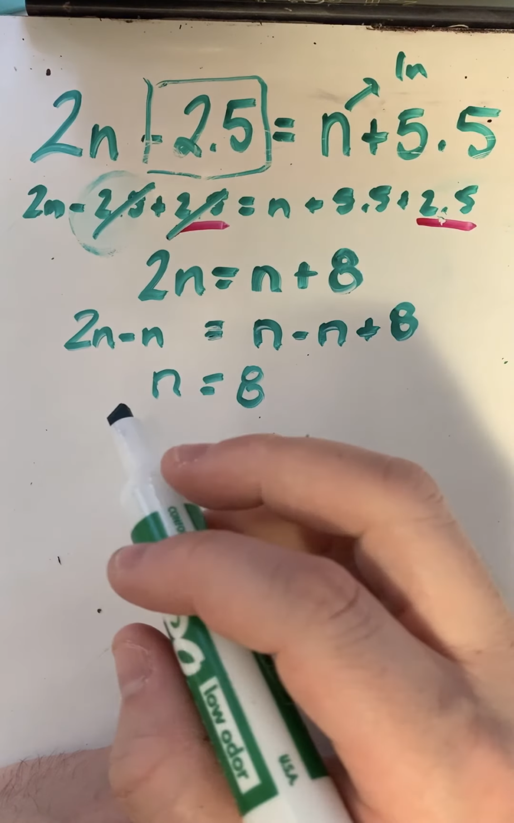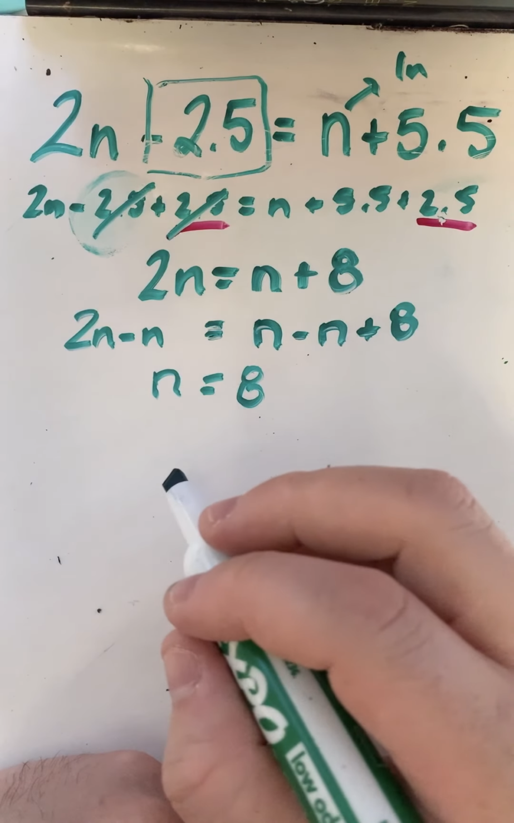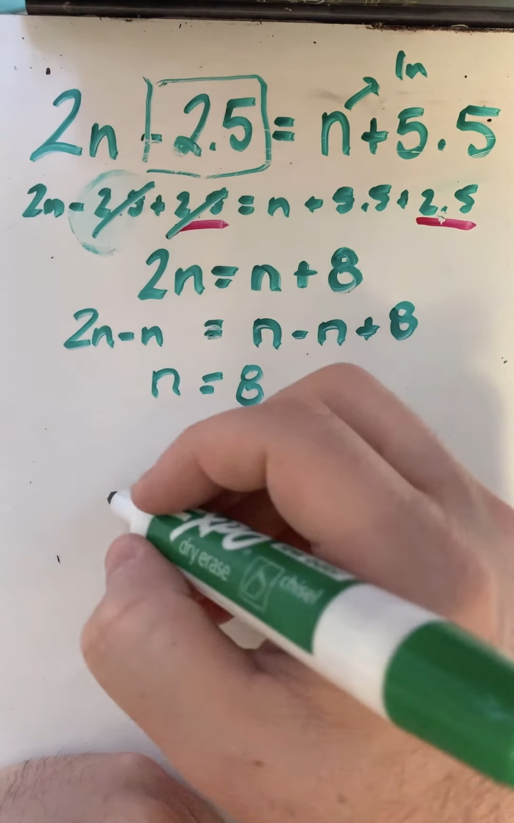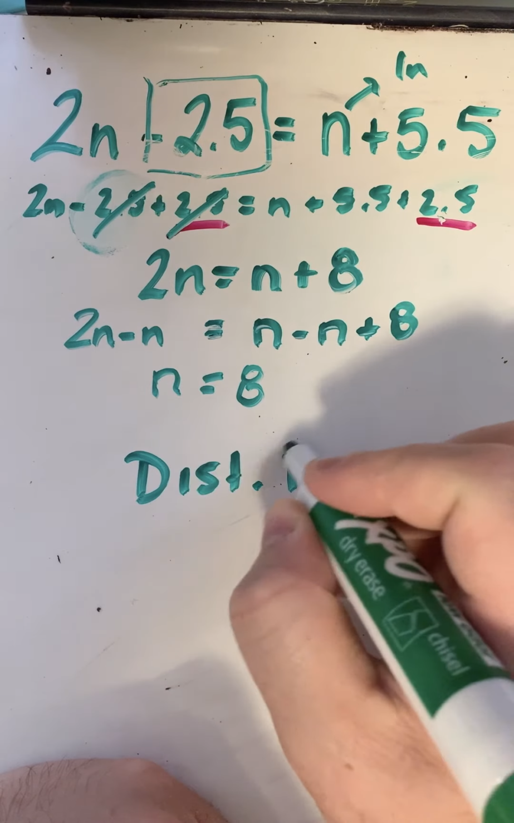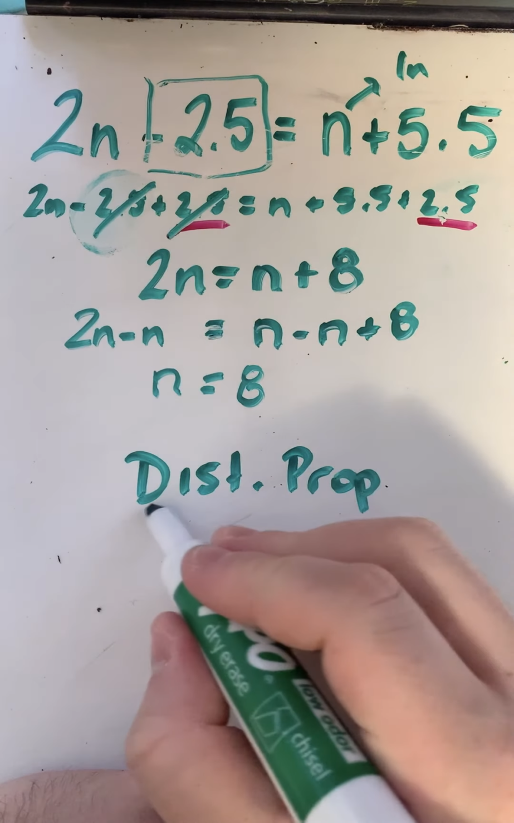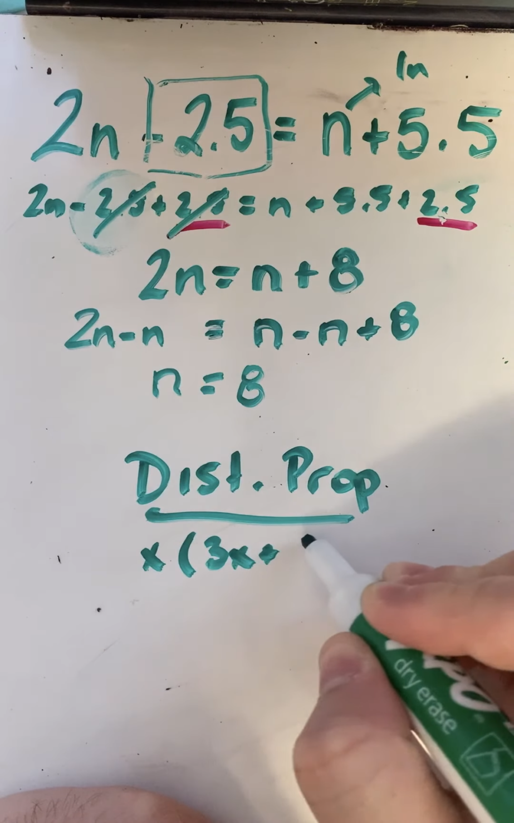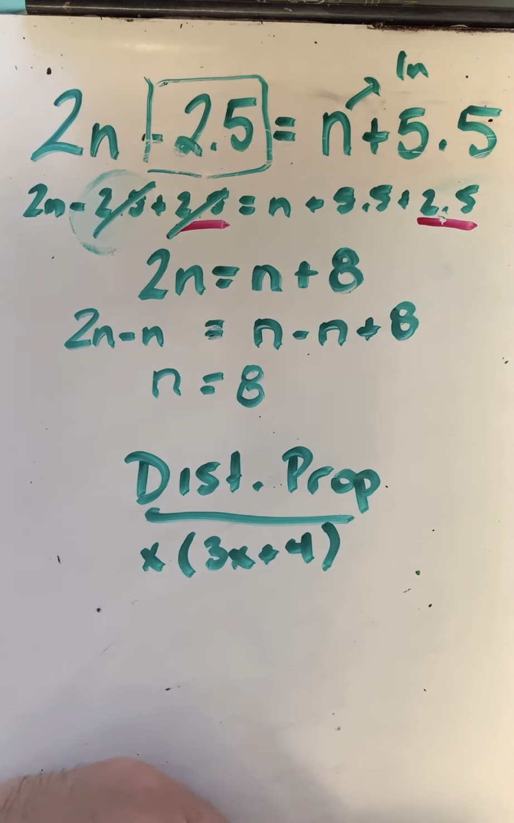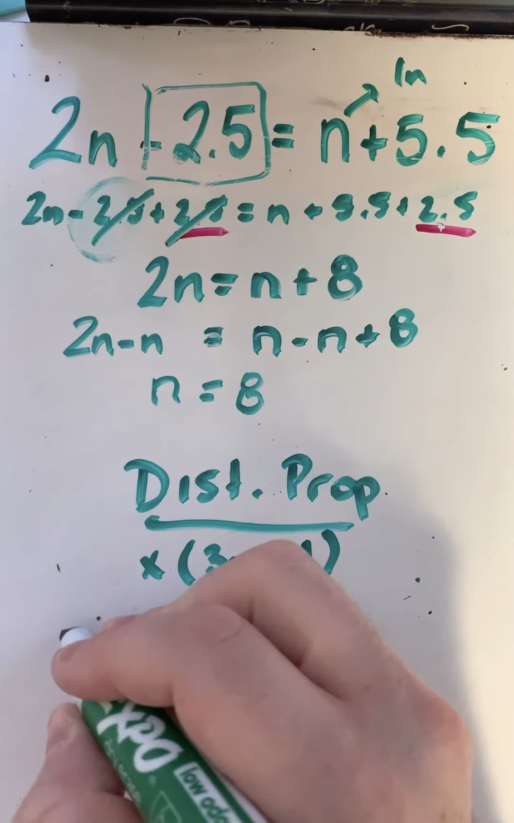Okay, so that's a good example of doing a multi-step equation. Another way of doing a multi-step equation is through solving equations using the distributive property. Do you remember that we talked about the distributive property, when we have something like an x, then a 3x plus 4, and we multiply everything by itself? So that's another way we can do multi-step equations. I'm going to do one right now.